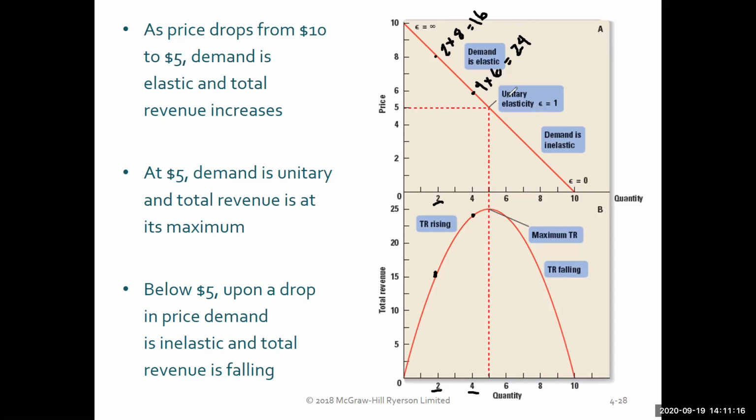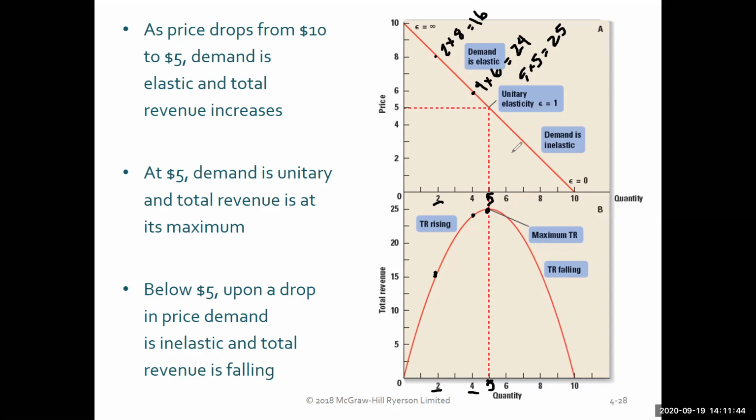Let's go to the middle one, where the quantity is 5, and find total revenue there. The price there would be 5, so 5 times 5 is equal to 25. Look, total revenue increased even more. Let's go down here. Here's our quantity of 5. We want to plot that total revenue of 25, which is way up there. Here's the 25.